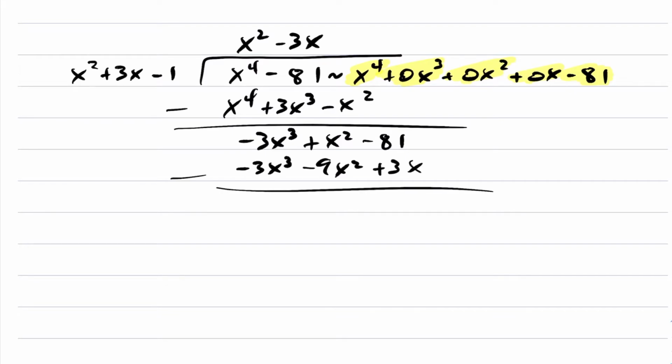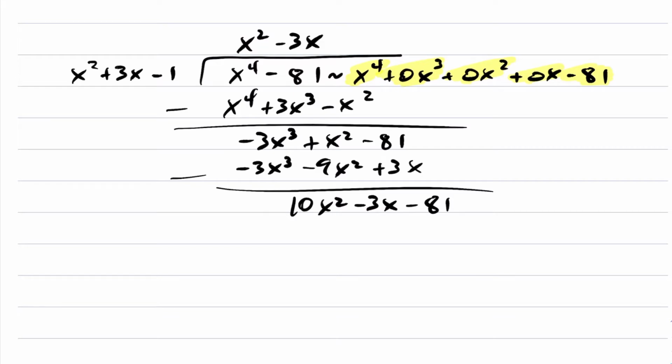And again, we're going to go ahead and subtract. And once again here, these will cancel. Then we have x squared minus negative 9x squared is going to give us 10x squared. And then we have here, again, I don't have an x up here, so it's going to be 0x minus 3x is negative 3x. And then lastly, negative 81 once again.